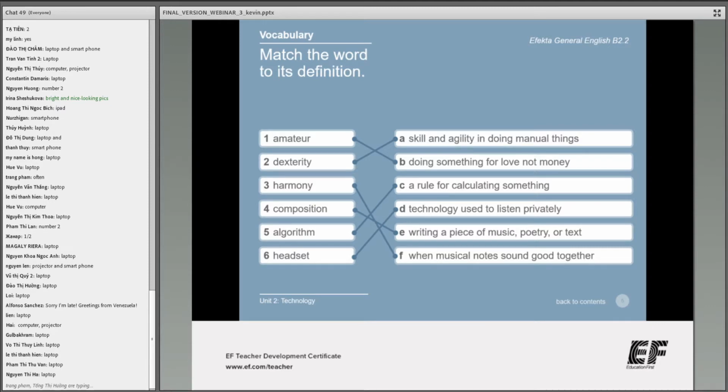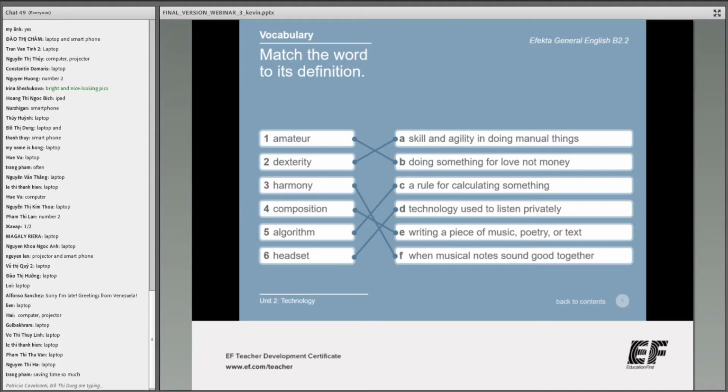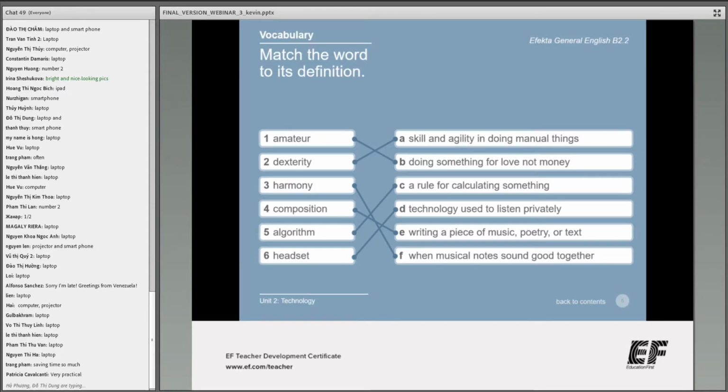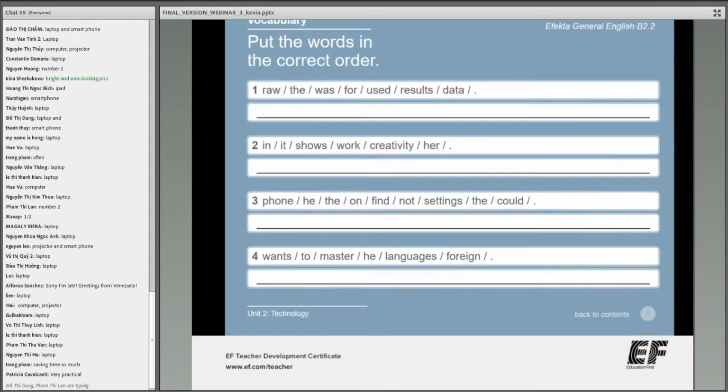In a way, we're also saving time instead of the teacher having to write the answers. It's clear, and it also saves a lot of time because the students can just check the answers and feedback is given immediately. Yes, someone said very practical, saving so much time. Exactly.